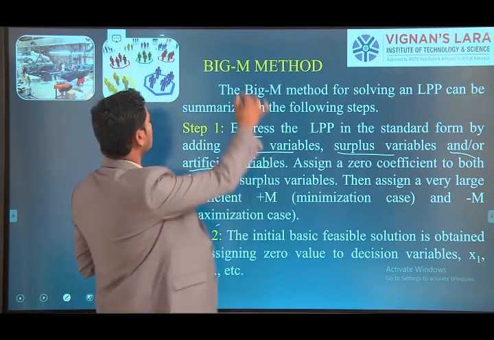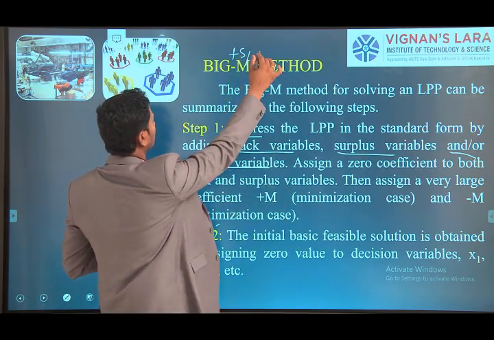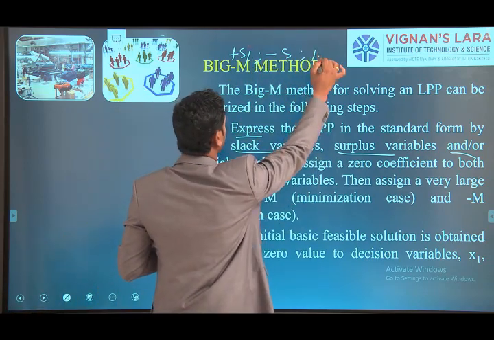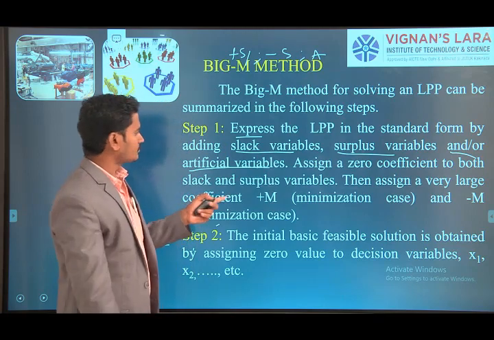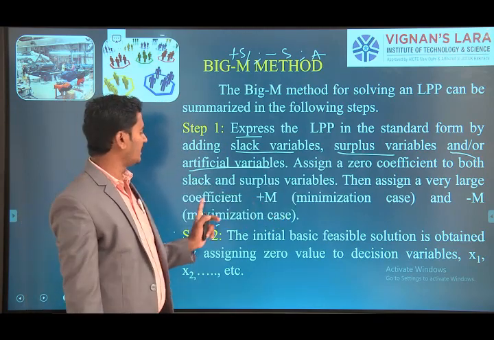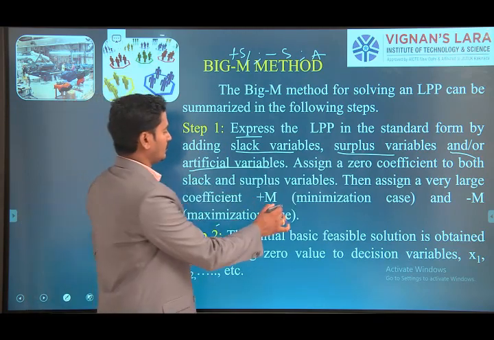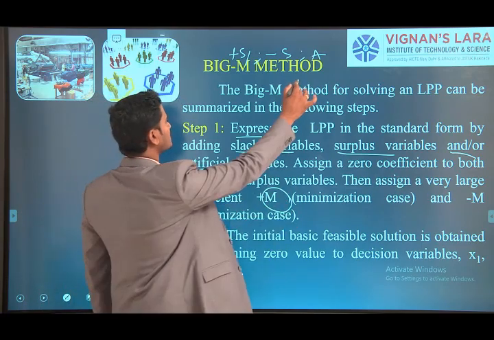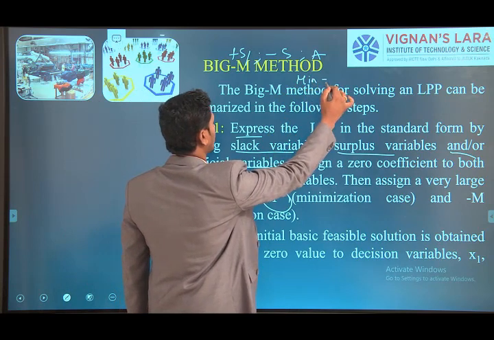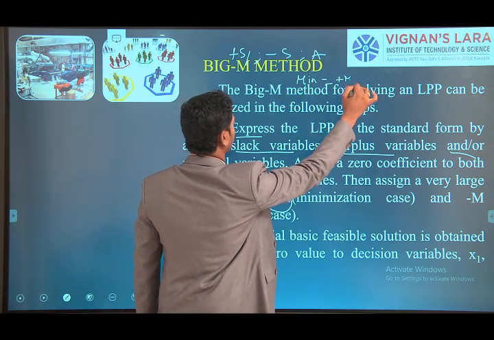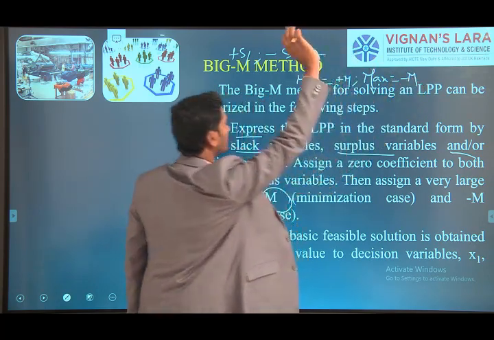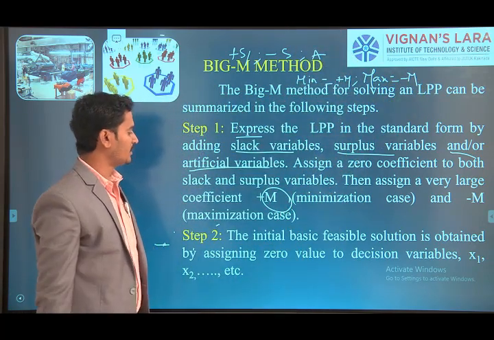What is the slack variable? Plus S1 we take. And what is the surplus? Surplus means minus. Artificial means A. Then assign a very large coefficient to artificial variables. If the function is a minimization, we add the large coefficient plus M. If the function is a maximization, we subtract the maximum coefficient.